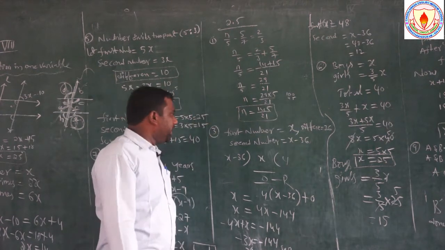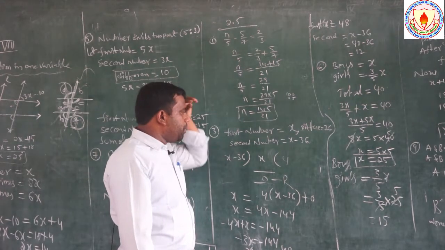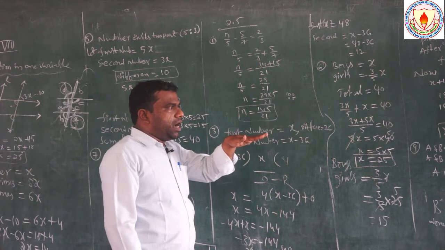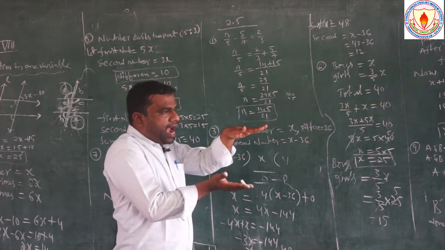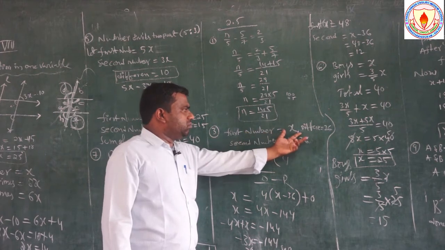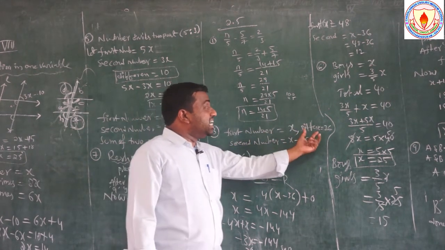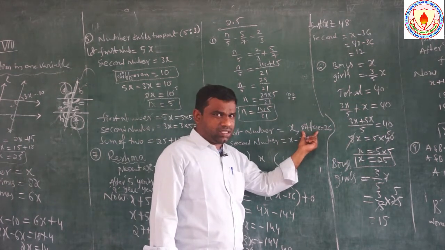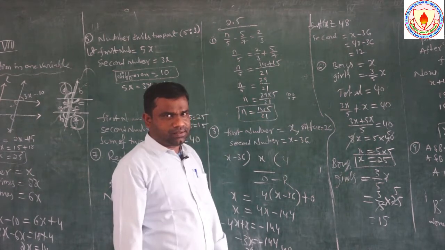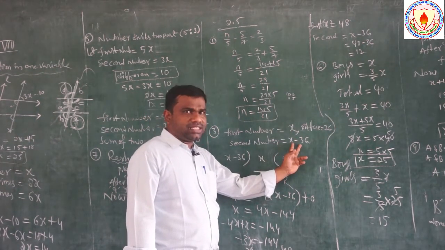Okay? Next, in that same exercise, the third problem. One number is divisible by another number, and the quotient is 4. So the first number is x, and the second number is x minus 36. Why? Because the difference given in the textbook is 36. So one number is x and the other number is x minus 36.